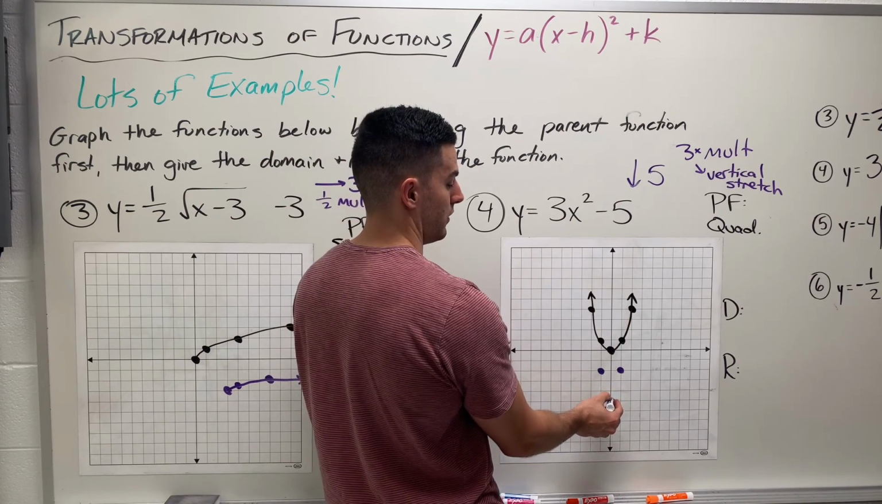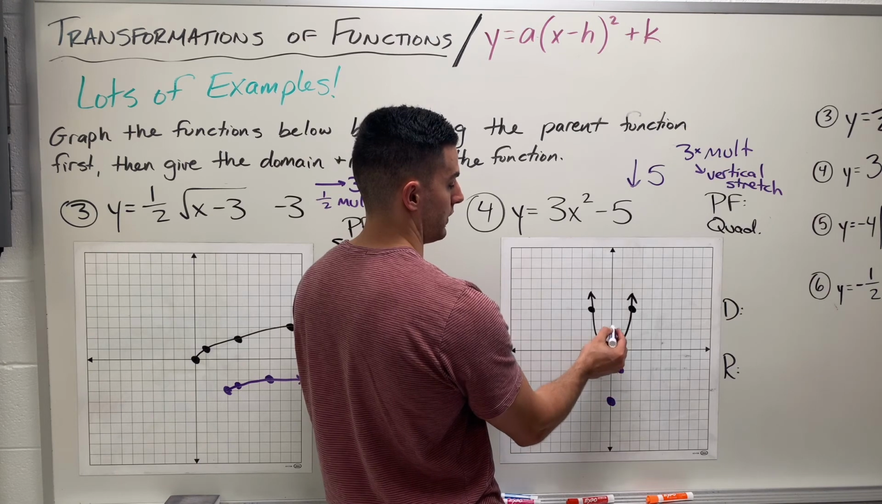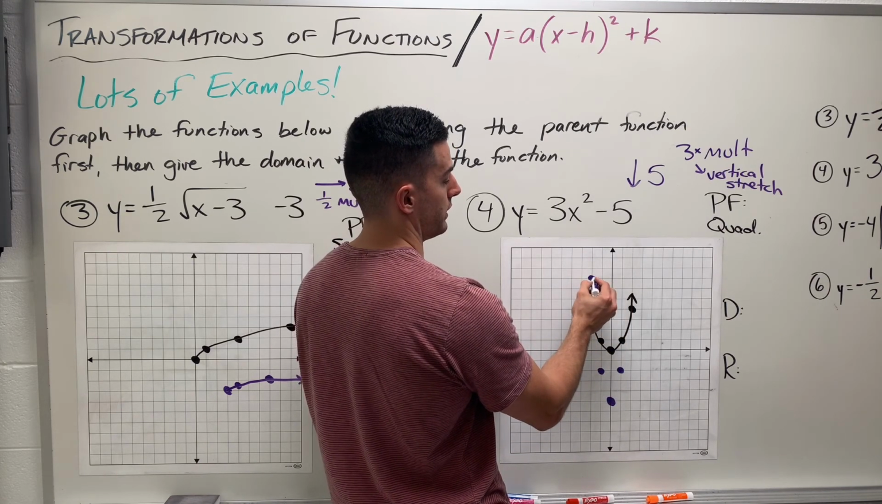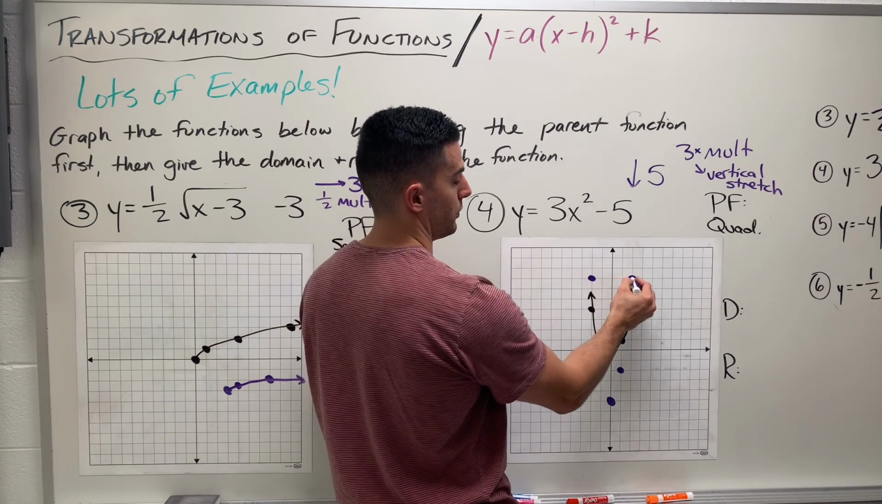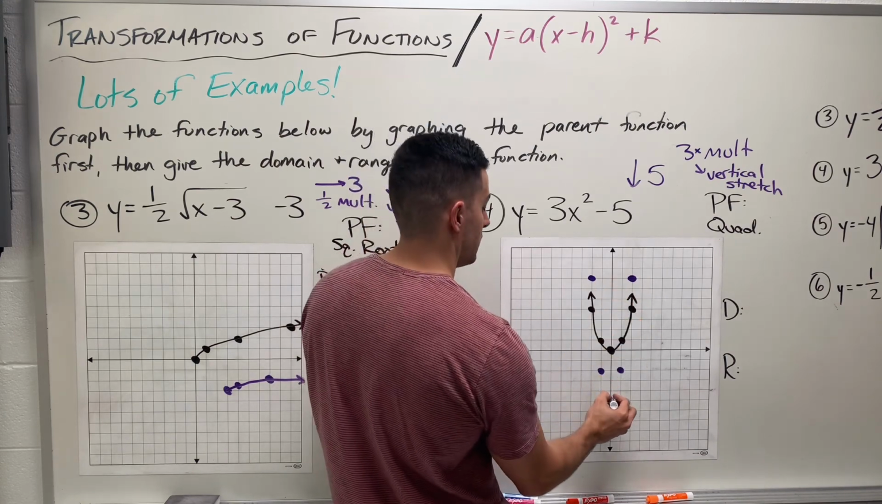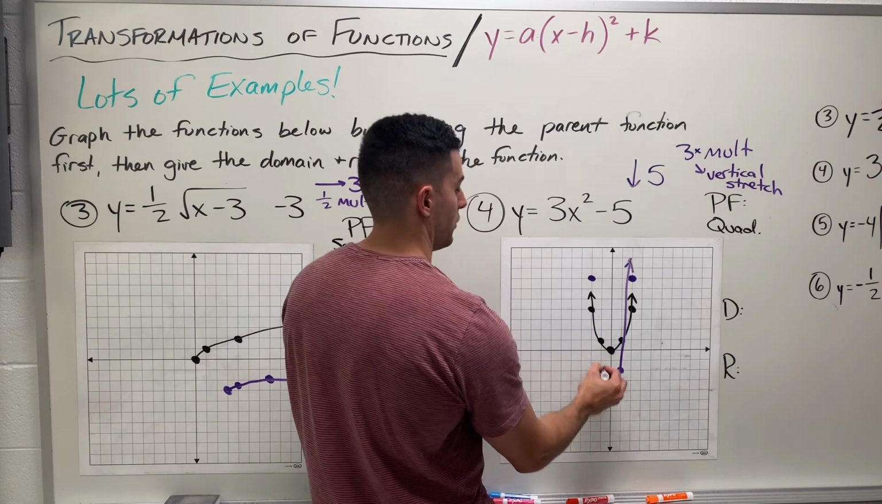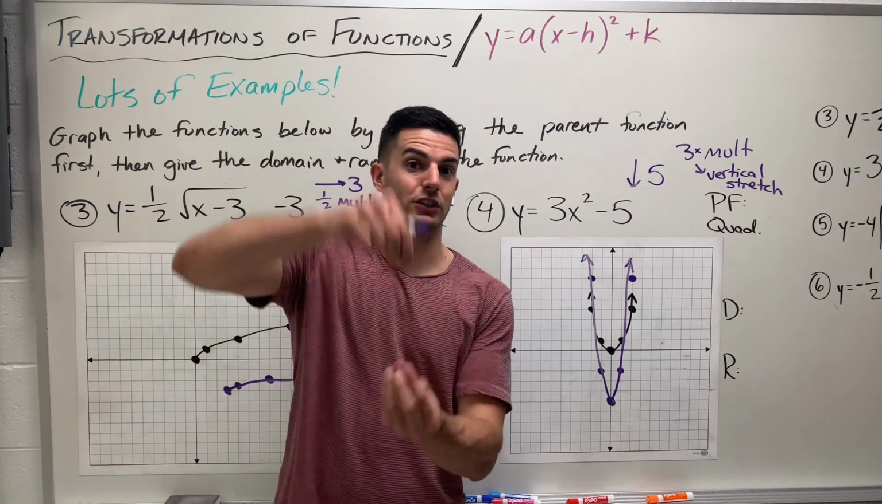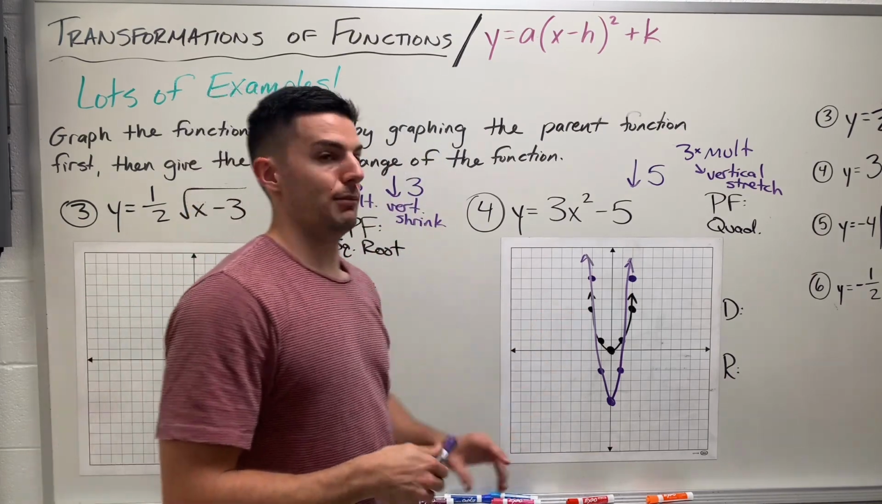So I'm going to go up 12. 1, 2, 3, 4, 5, 6, 7, 8, 9, 10, 11, 12. Up 12 and over 2 to both sides. Again, just the vertical distance triples. The horizontal stays the same. So this didn't quite go through there, but that's all right. This graph looks like that, a much skinnier parabola, stretched out vertically.